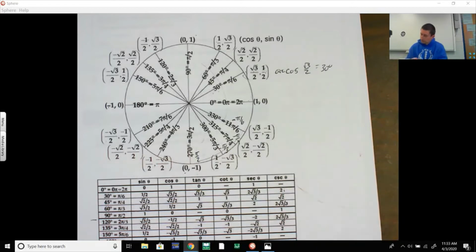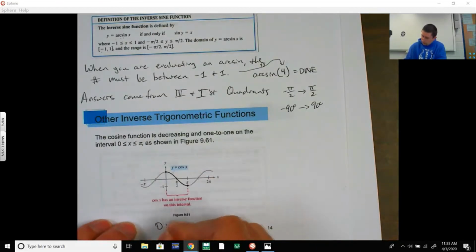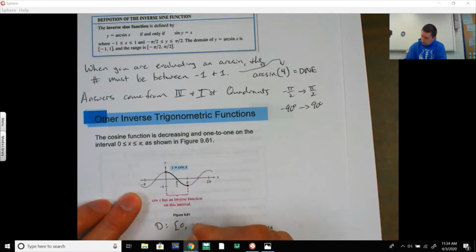That's the answer. For cosine, notice the restrictions. They're restricting the domain from 0 to pi. And the range is from negative 1 to 1.